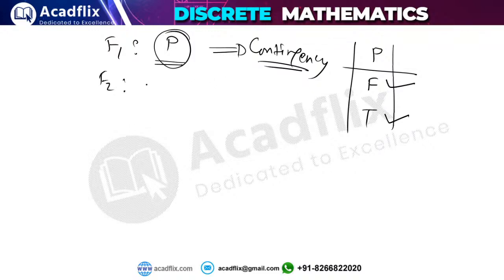Okay, let's see the next example, and that is P implies P dash. Tell me about it. P implies P dash. Tell me whether it is a tautology, contingency, or contradiction. What is it?